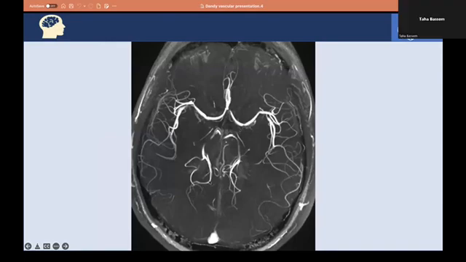Now, I think this is going to be the last one. Tell me, what is this? This is also an MRA, magnetic resonance angiography. Tell me, what's this? P1? P1, yeah, correct, the P1 segment.